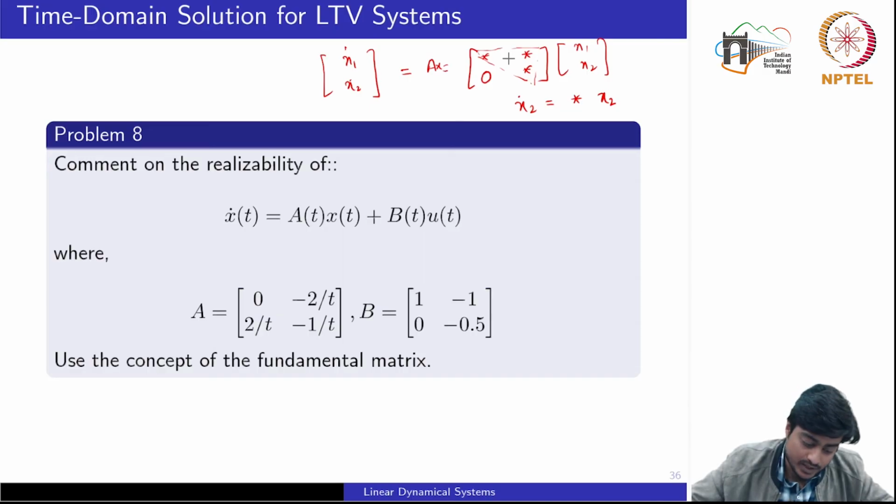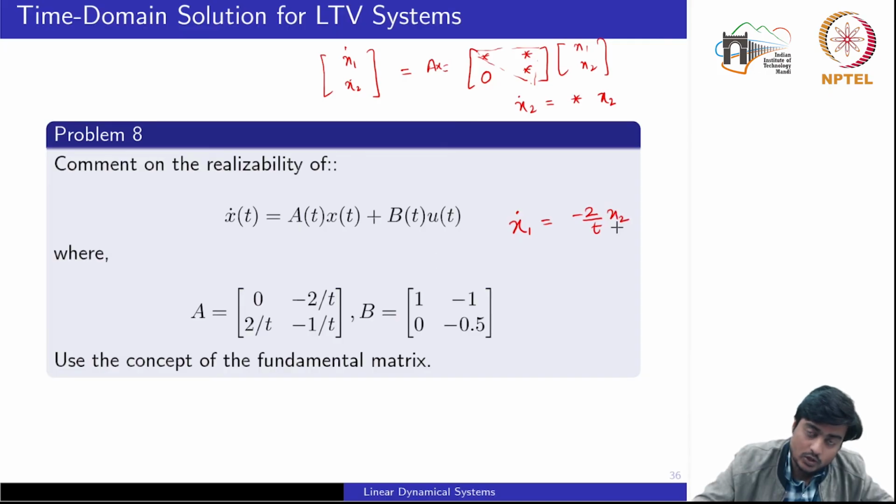And then using the concept of the fundamental matrix, we can finally compute the state transition matrix. But here, if we see this A matrix, it is not in this form, because if I write the two equations, we would have x1 dot is equal to minus 2 by t, x2 by first equation. This is only the homogeneous part I am writing. I am not concerned with the B matrix for the moment. And the x2 dot, I would have 2 by t x1 minus 1 by t x2, right?